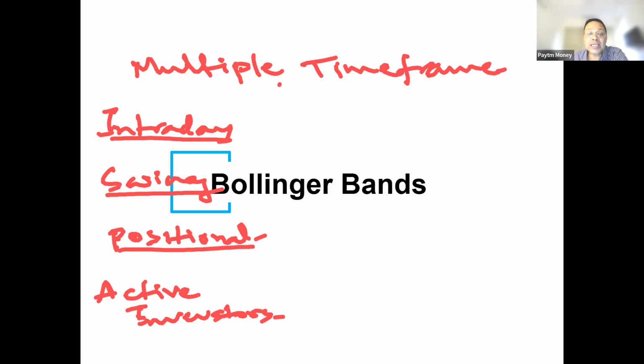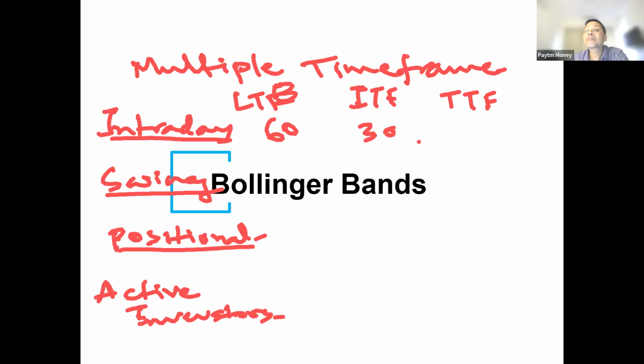Now there are three time frames. One is a bigger time frame, LTF, larger time frame. One is called intermediate time frame, ITF, and one is called trading time frame, TTF. This is LTF, larger time frame. For an intraday trader, larger time frame is 60 minutes, intermediate time frame could be 30 minutes, and trading time frame could be 5 minutes.